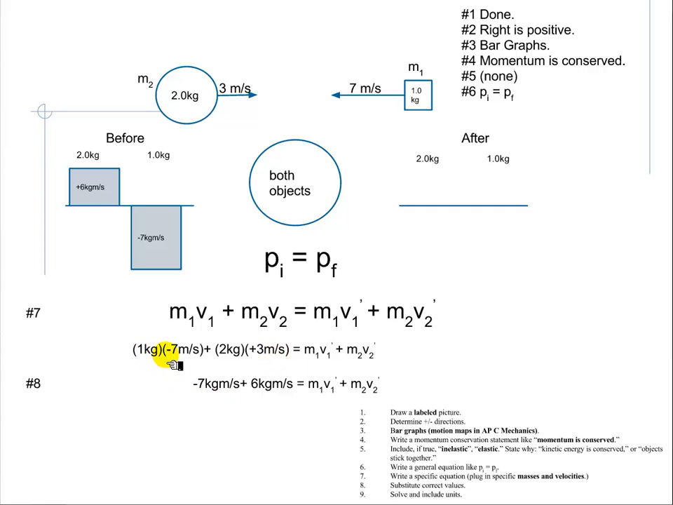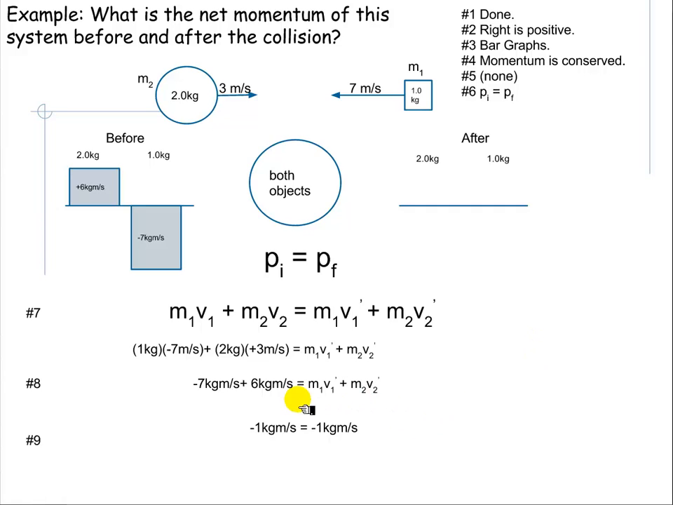So 1 times negative 7 gives negative 7 kilogram meters per second. 2 times 3 gives 6 kilogram meters per second. On the right-hand side, the problem didn't tell us what's going on with the velocities afterwards, so we're just going to leave them the way they are. The next step is to just add these up. Negative 7 kilogram meters per second plus 6 kilogram meters per second equals negative 1 kilogram meters per second.